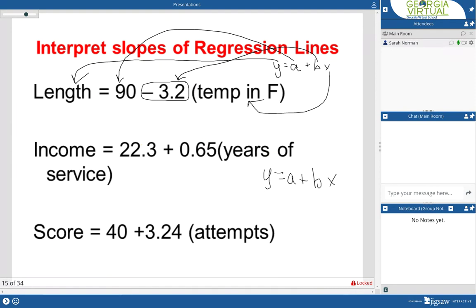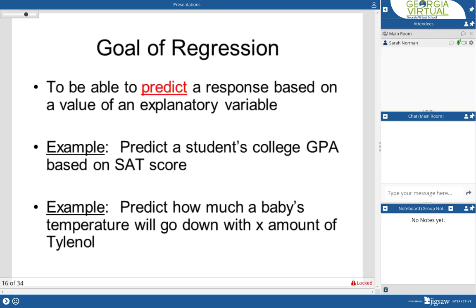and that would be a prediction of what you might make at that company in 5 years. Now, it doesn't mean it's for sure, but it is a good prediction if that correlation coefficient is a pretty high number. And some other examples are you can use it to predict a college GPA based on an SAT score. You can also use it to predict how much a baby's temperature will go down with X amount of Tylenol. So again, our goal of the regression equation is to predict a response.